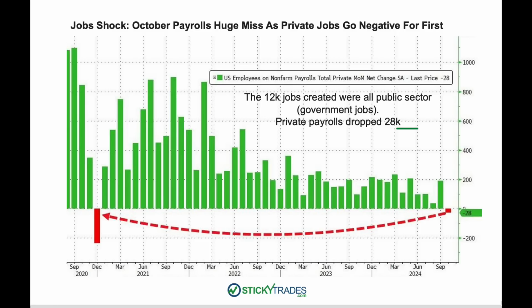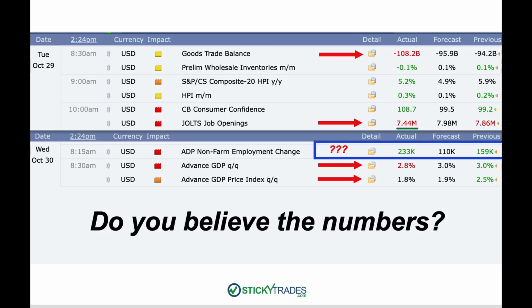12,000 jobs were created according to the report. However, private payrolls dropped by 28,000. So the jobs that were reported, although it was very slim, almost none, it was all government jobs. Now go back to what we see here. How is the non-farm employment change so high? When the jobs numbers are coming out in the private sector so low, how is this one coming so high?